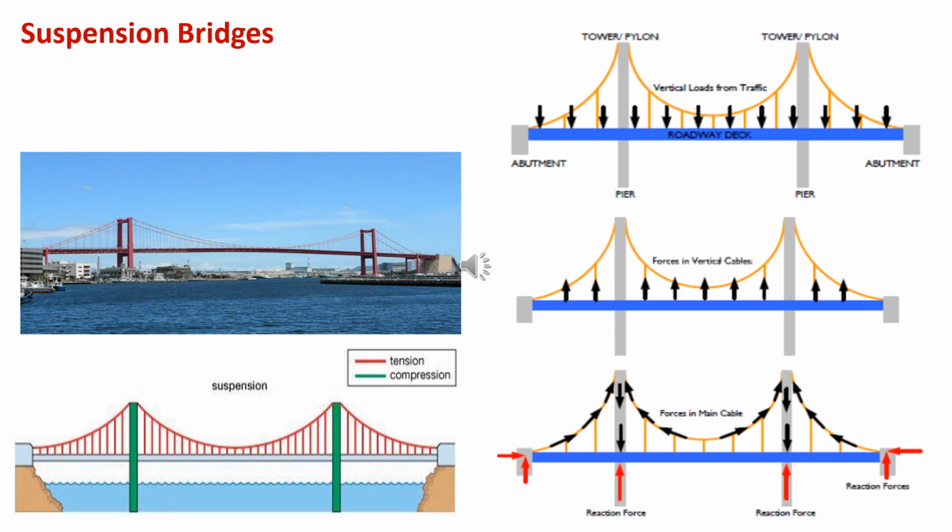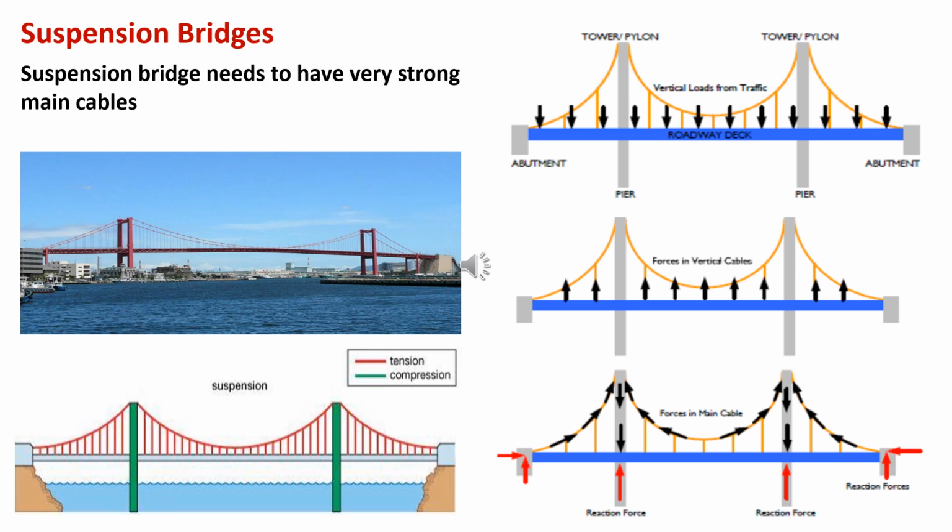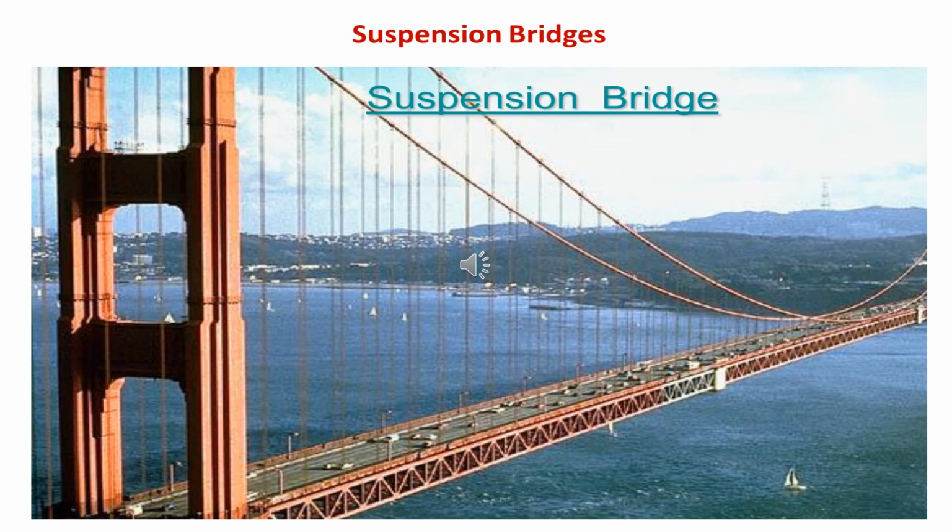Coming up next, we have the suspension bridges. Suspension bridge needs to have very strong main cables, and cables are anchored at the abutment. And as shown in the figure is a very good example of a suspension bridge.